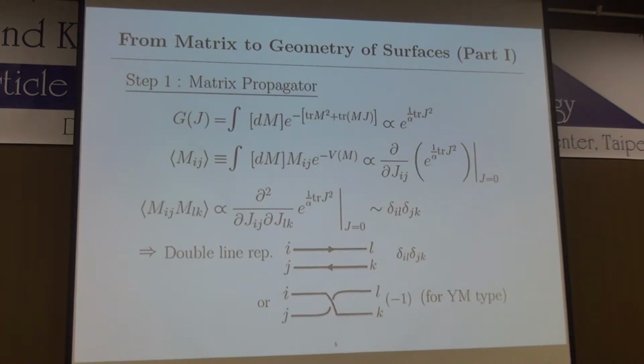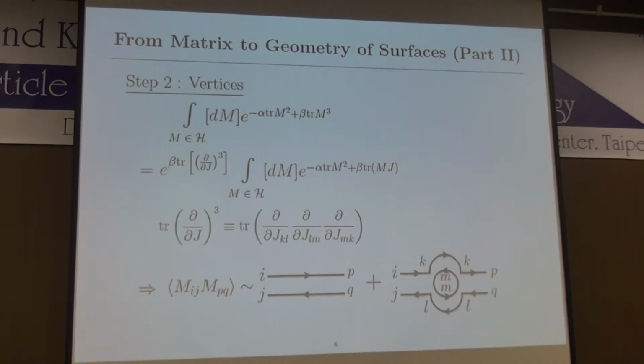Okay, so that can be computed by simply adding a source term. And also you can introduce interactions by including higher degree interactions in matrices. For example, here I introduce an n-cubed interaction, also with a coupling constant. And that gives you vertices which connect three matrices, and you can glue them together.